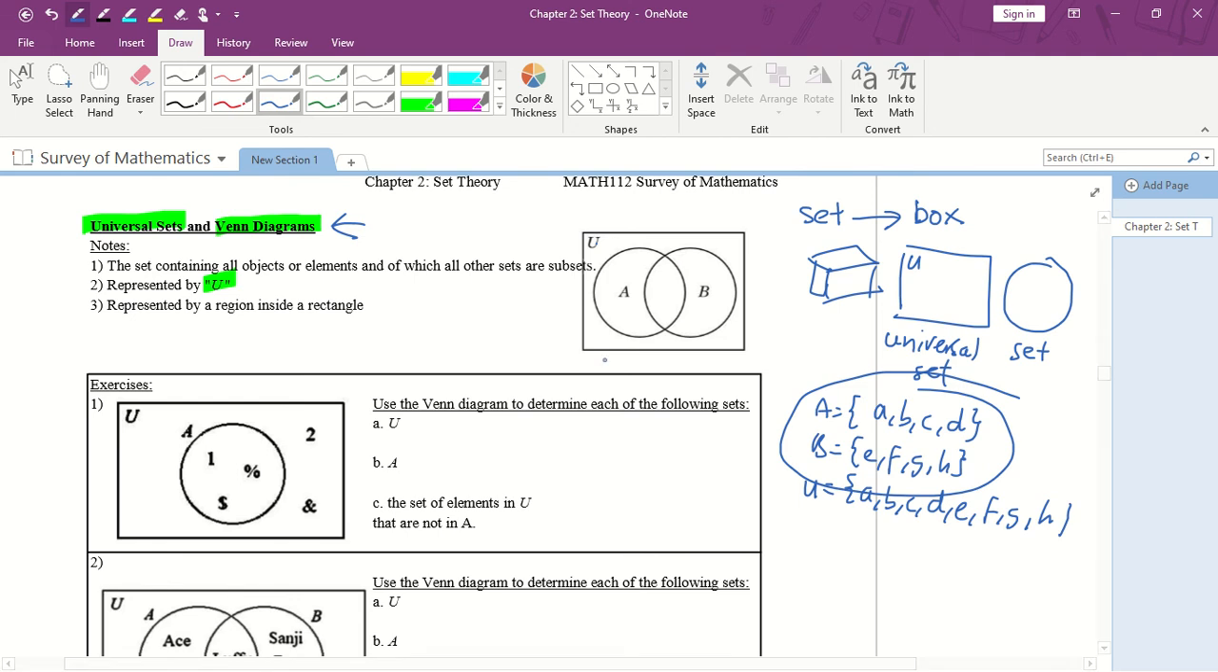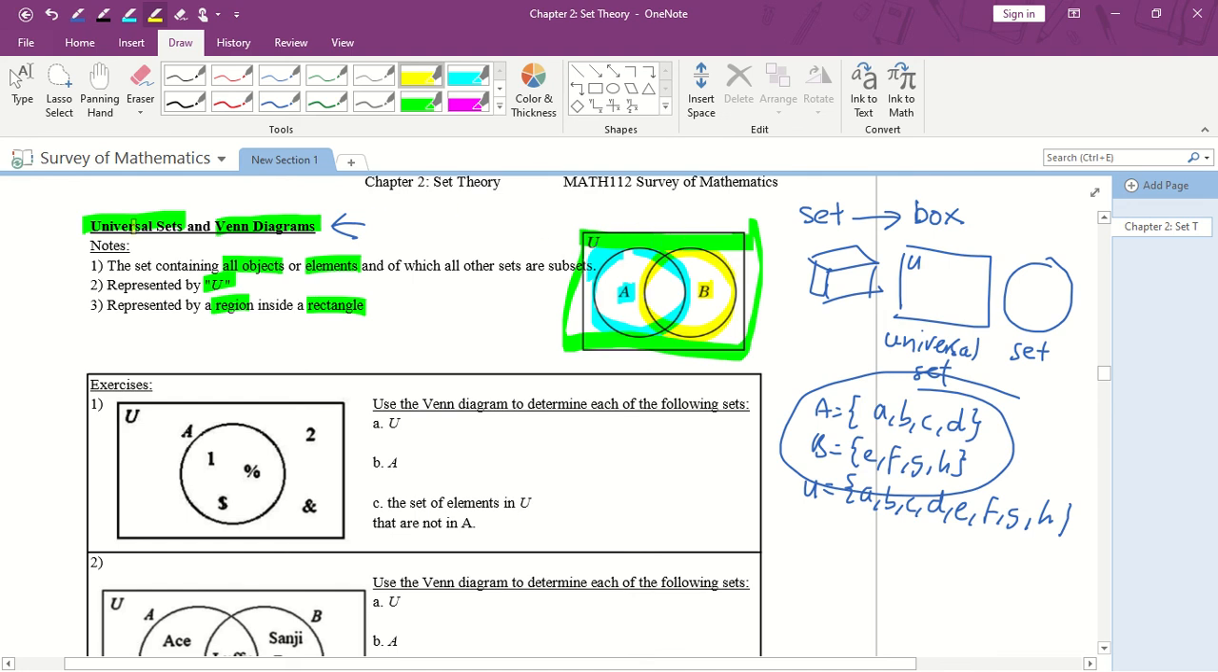Okay, so remember that the universal set contains all objects and elements, and it is represented by U, and by a region inside a rectangle. Okay, so just for your information, U is the universal set here, and this A means the set A here, and B is the set B here.